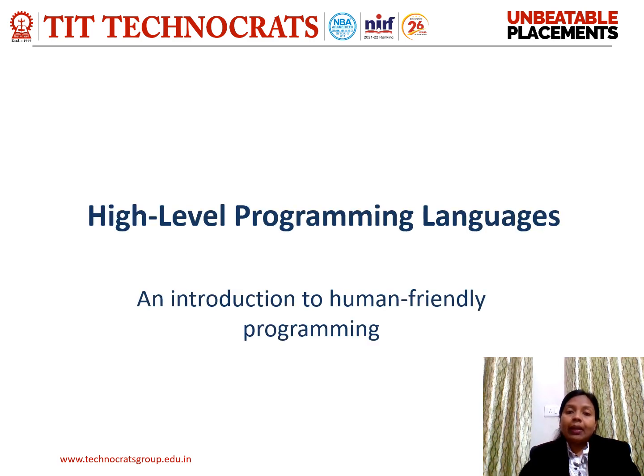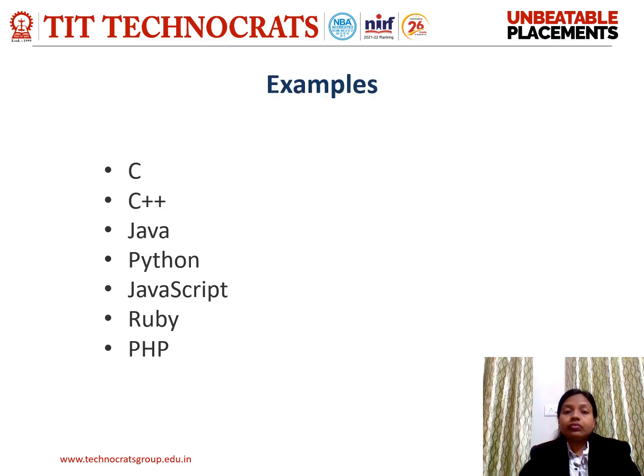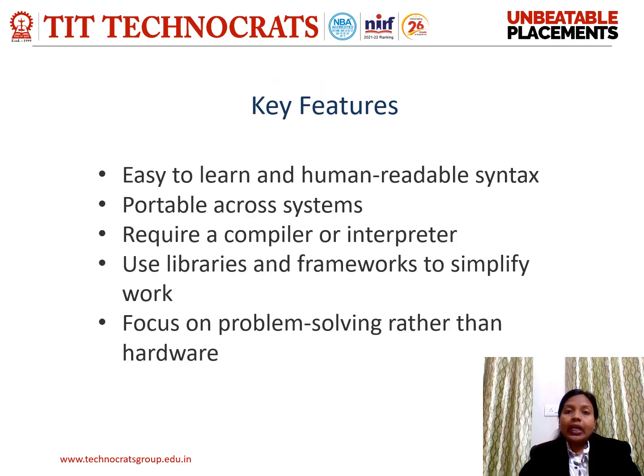What is high level programming language? High level languages are programming languages closer to human language. They abstract hardware details and make programs easier to read, write and maintain. Okay. What are the examples? C, C++, Java, Python, JavaScript, Ruby and PHP. What are the key features? Easy to learn, human readable syntax, portable across system.